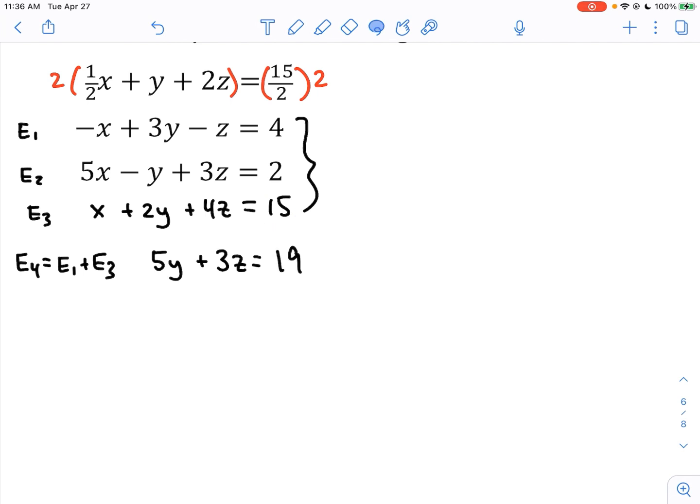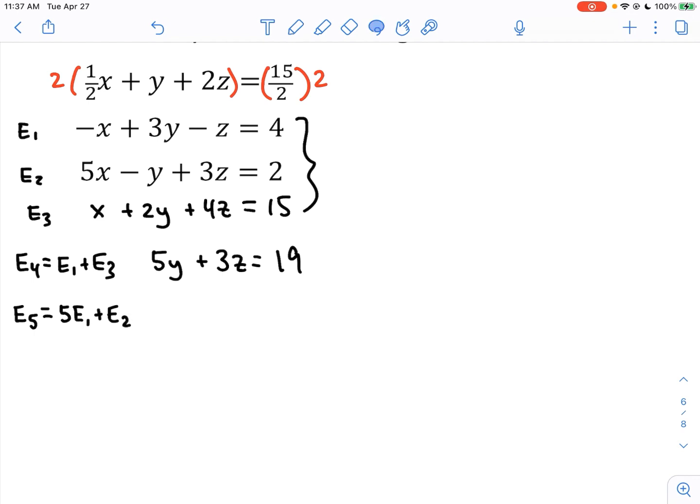Once you've found a way to cancel x's by using two equations, then you want to make sure that you cancel x's again by using a different pair of equations. So just use equations 1 and 2 or equations 2 and 3. I'm going to use equations 1 and 2 to cancel the x's. I'm going to have to first multiply equation 1 by 5. So we're going to create equation 5 by doing 5 times equation 1 and adding that to equation 2.